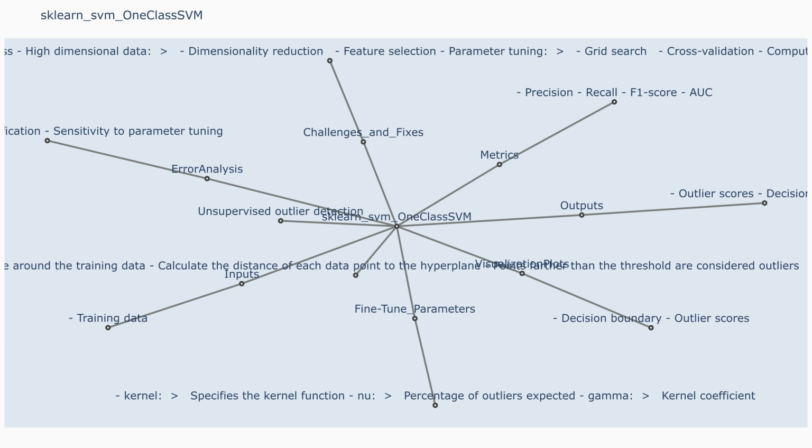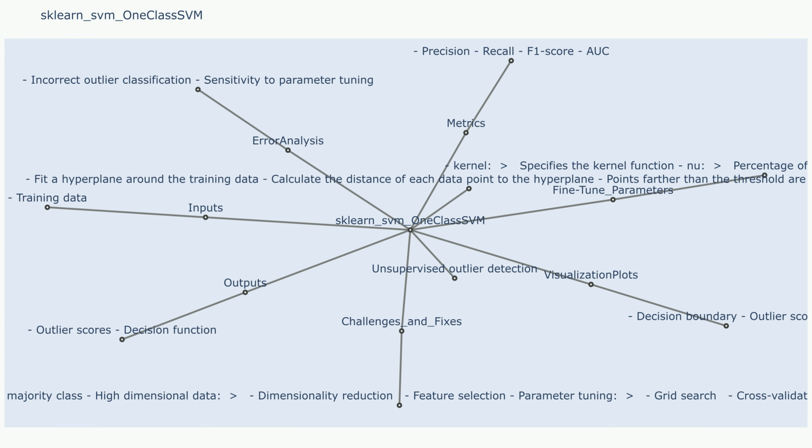sklearn.svm.OneClassSVM. Description: OneClassSVM is an unsupervised machine learning algorithm used for anomaly detection. It learns a boundary around the normal data points and classifies any data points outside this boundary as anomalies.